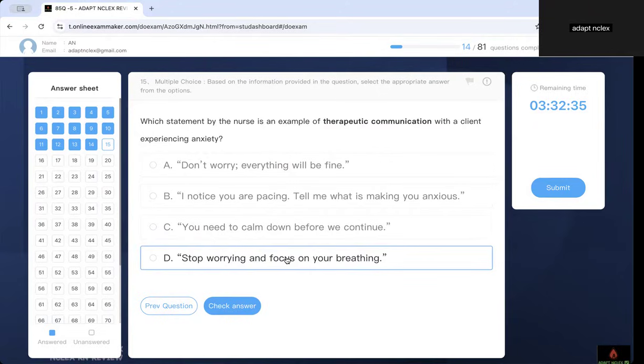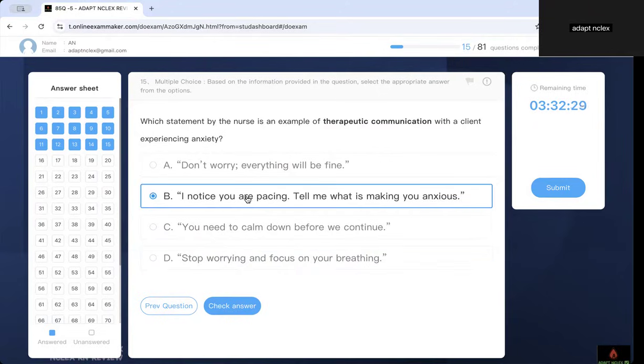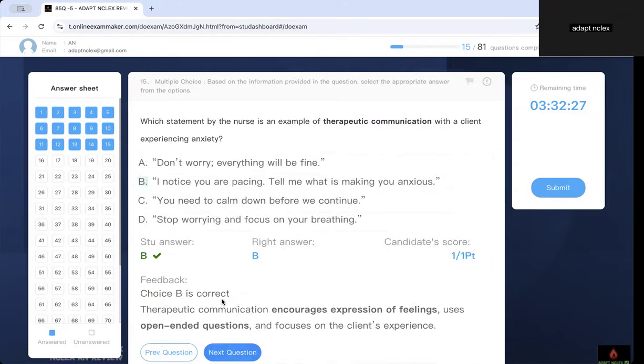For this question, ask for more, acknowledge. Which one is asking for more and acknowledging? "I notice you are pacing. Tell me more about what you're doing."